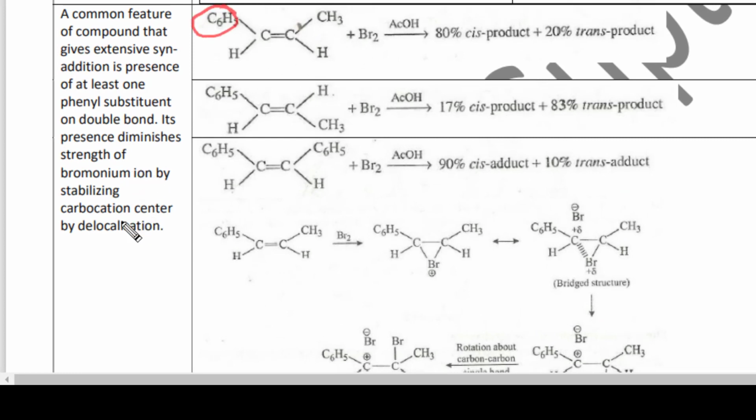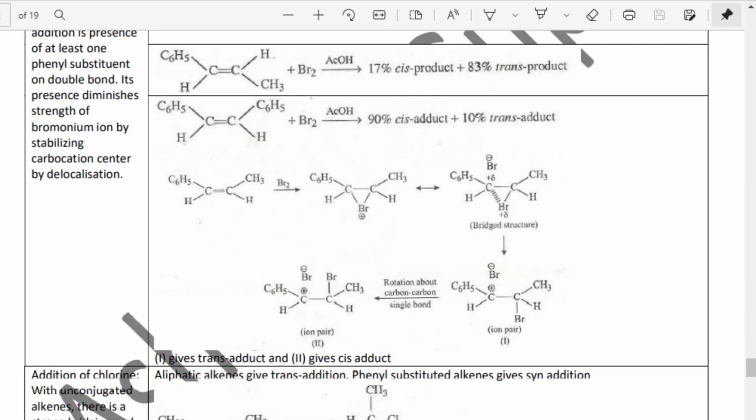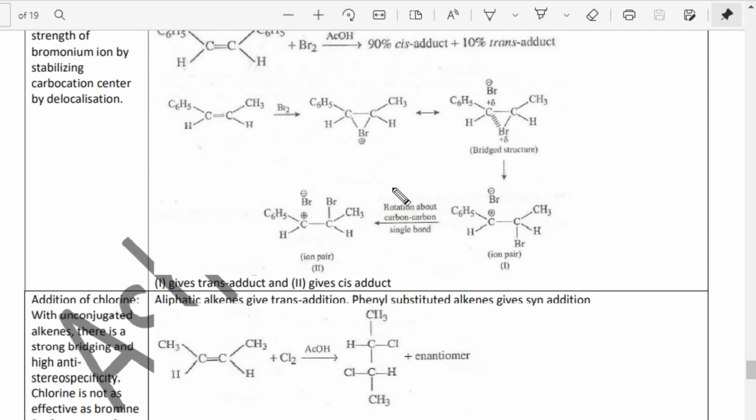What happens when we take Ph in place of CH3? So Ph will help in the stabilization of the carbocation. So here we see the mechanism. This Br plus formation, cyclobromonium ion formation is taking place, and then this becomes carbocation, and this is being stabilized by the phenyl group, and then the rotation about a carbon-carbon single bond takes place. So there is a rotation about a carbon-carbon single bond, and that's how we get two products. So we get a cis product also and a trans product also.